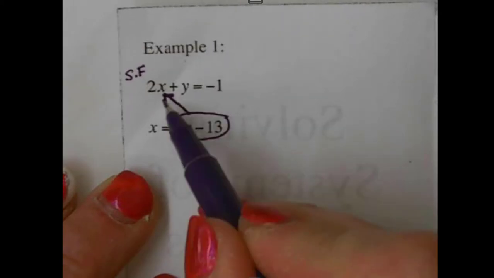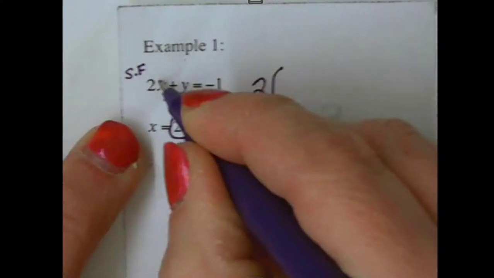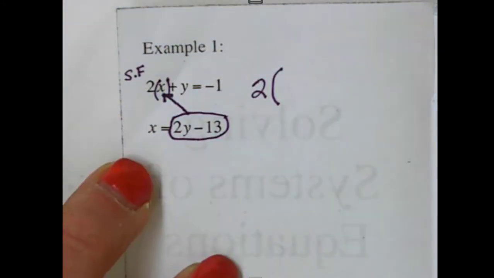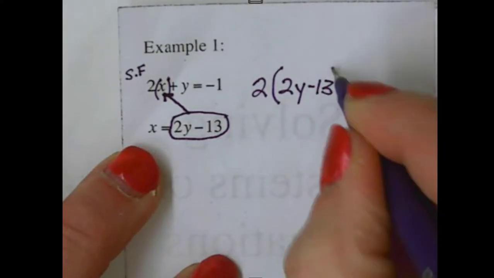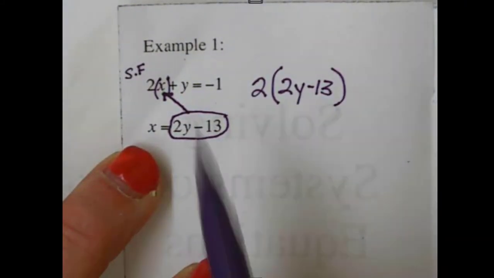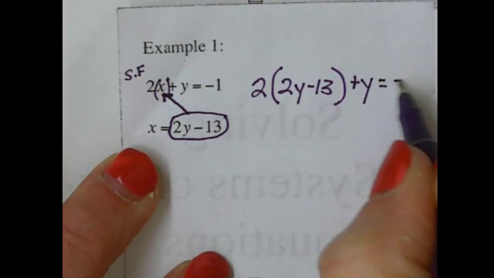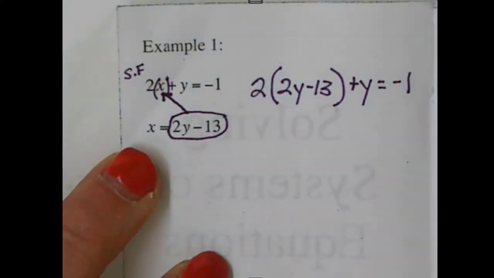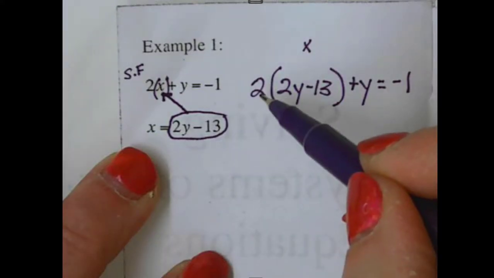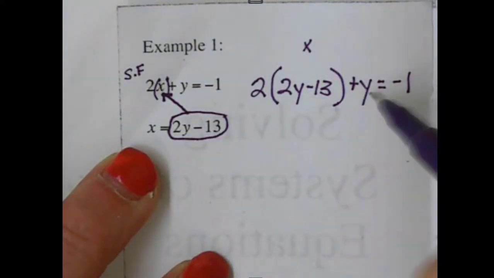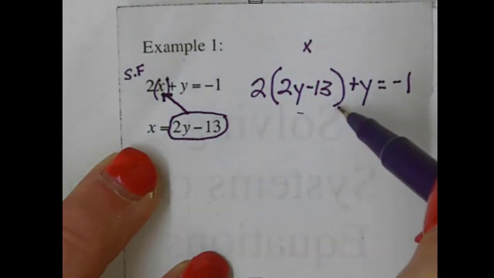Okay, so when I substitute that in, I'm going to put a 2, parenthesis. Remember, variables have parentheses. So when I substitute in that 2y minus 13, I have to make sure there's parentheses around it. Now I just write the rest of the equation, plus y equals negative 1. Let that sink in. The only thing I changed is I substituted, remember the original equation is 2x plus y equals negative 1, I substituted in for x this 2y minus 13.